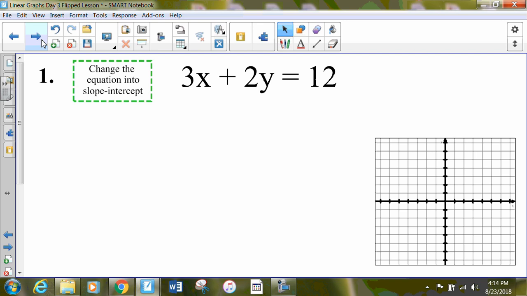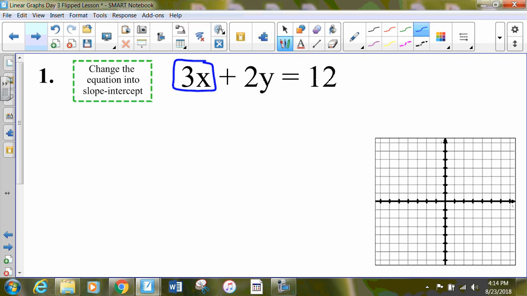To get the y by itself, we need to get rid of this 3x. To get rid of the 3x, we're going to subtract it, right? Which is great. It's gone from this side. I'm going to bring my 2y down. Once again, in an equation, we've got to keep it equal. Whatever I do to one side, I have to do the other.